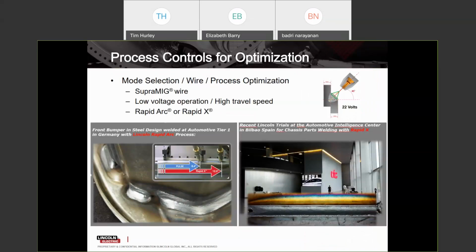And we've done this with great success in other parts of the world. Actually, in Europe, these are two examples from our European operations over the course of the last few years, where using the right mode, wire, and process optimization results in some very good welds on actual parts. You see the Super MIG wire is something, again, a European branded product that Lincoln has. We're using a Rapid Arc or Rapid X process and high travel speeds with this low voltage operation. We really are able to demonstrate the capabilities of the full package.